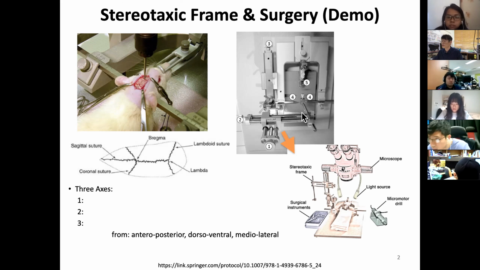You have this stereotaxic device, you put your animal there, and you have also surgical instruments. Of course, you have to sterilize beforehand, and you have a micro drill, which is typically used in a dental clinic for humans. And also a microscope. It's not absolutely necessary, but it helps a lot because, compared to our eye, the surgical microscope makes it much cleaner and bigger for you to do your microsurgery.